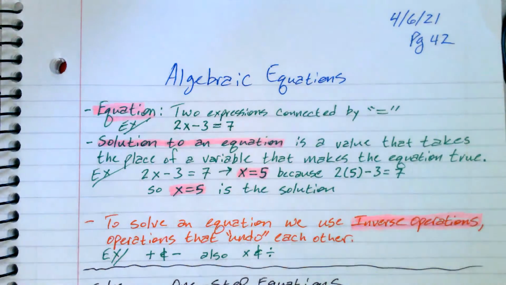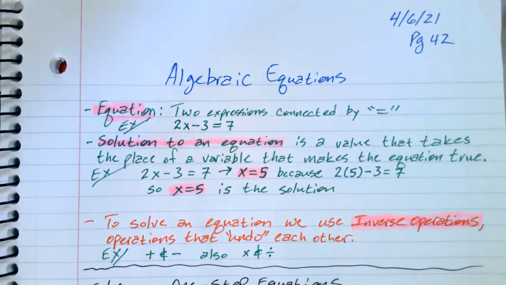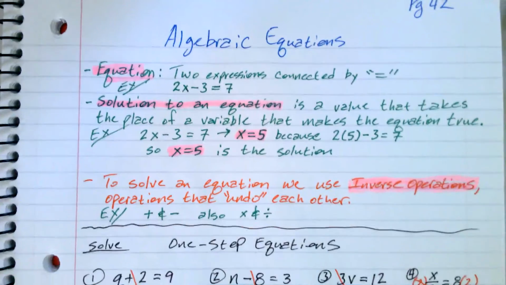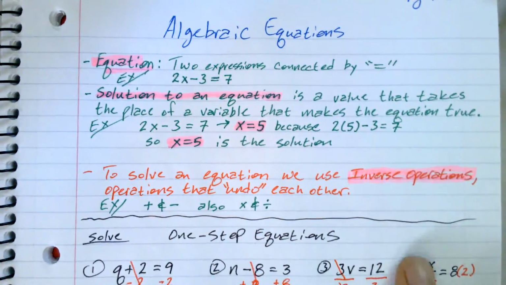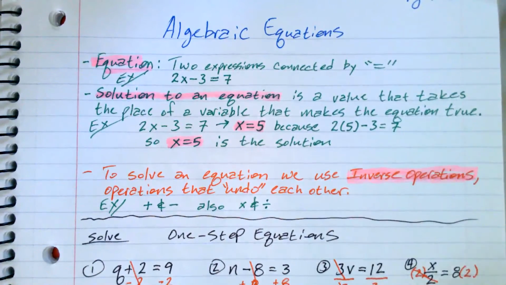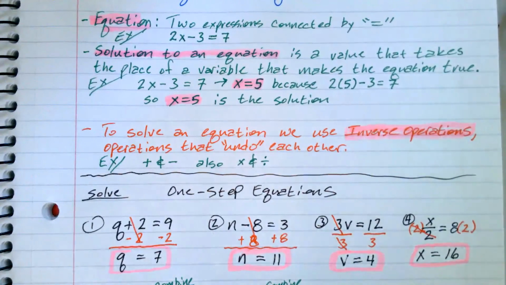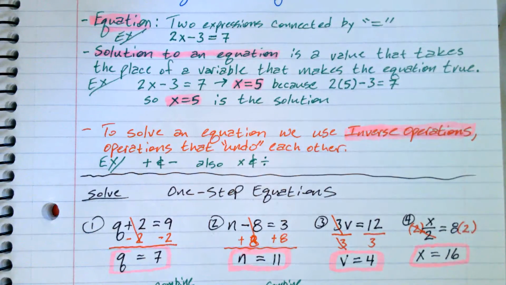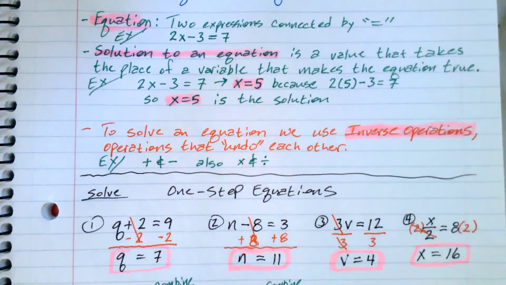All right. Now, quick review because we're not going to change anything. We're just going to add to it. We were solving one-step equations by doing inverse operations. And we're going to continue to do that. But like I said, life is messy. We don't always get these nice numbers.